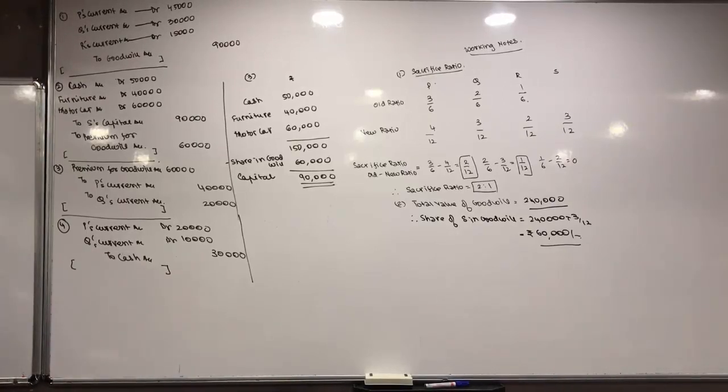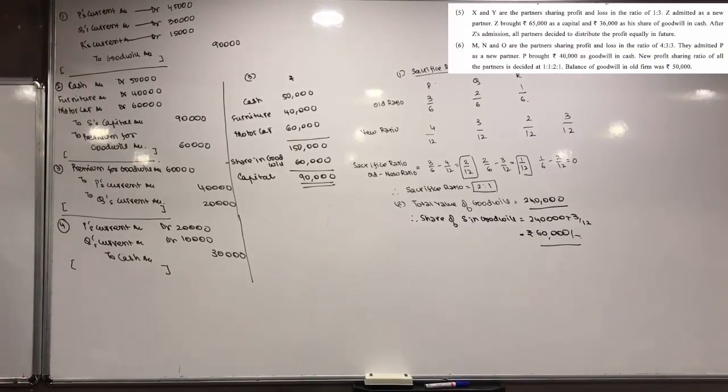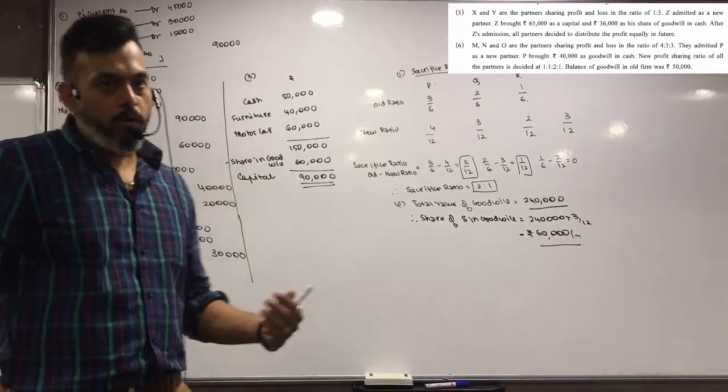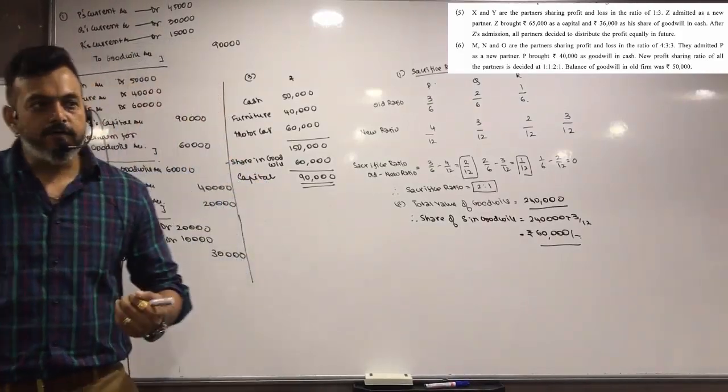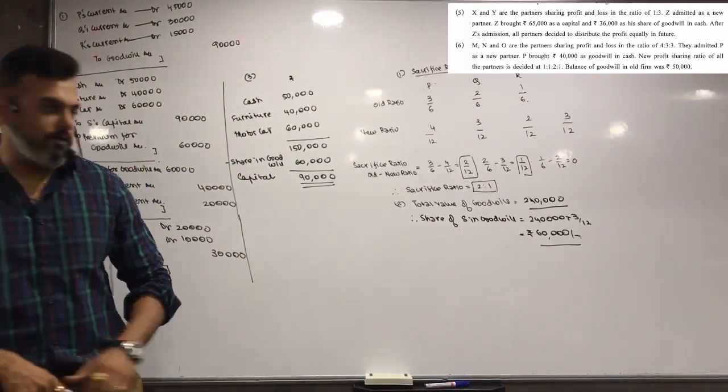Okay, question number 5. X and Y are partners sharing profit and loss in the ratio of 1:3. Z admitted as a new partner. Z brought 65,000 as capital and 36,000 as his share of goodwill in cash. After Z's admission, all partners decide to distribute the profit equally in future. So old is given, new is given. First find out the sacrifice ratio.